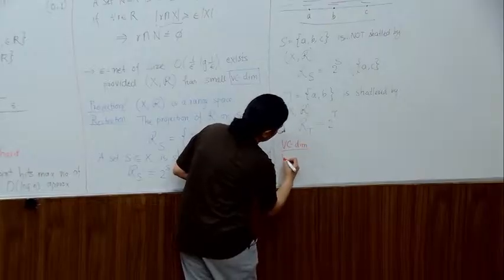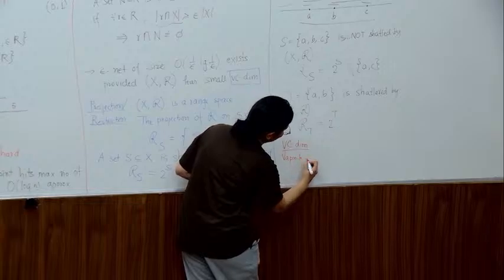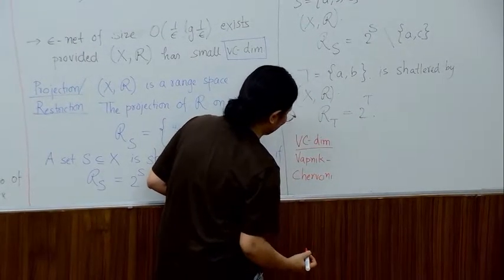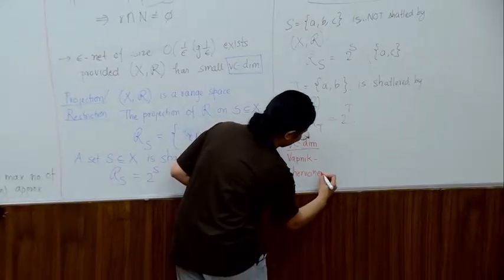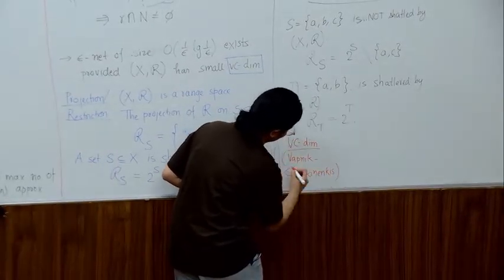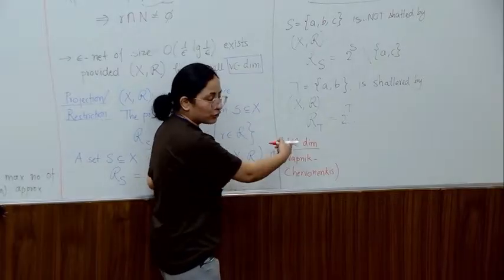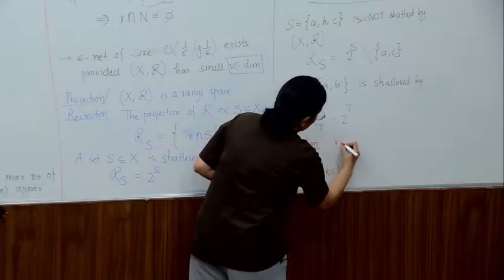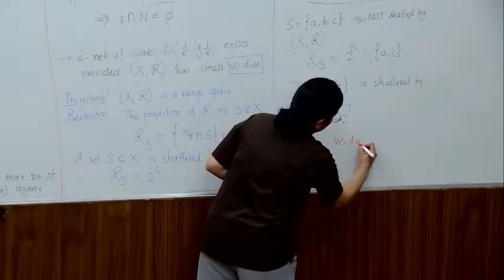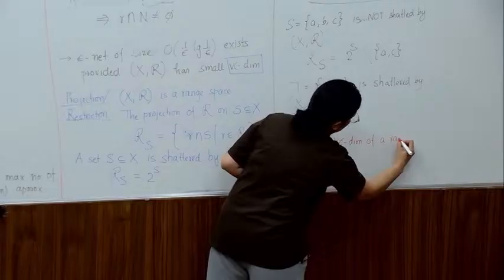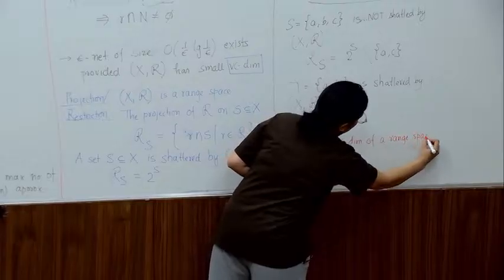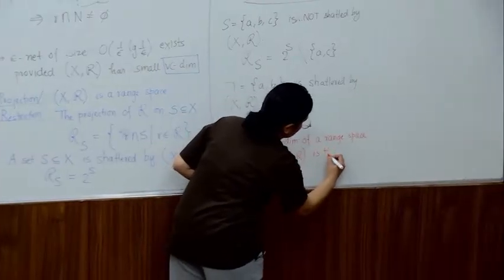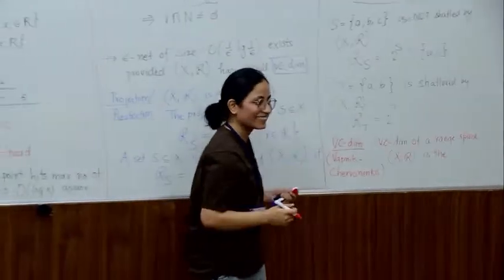VC stands for Vapnik and Chervonenkis. I don't know if I'm writing the spelling correctly. These people introduced this notion, and that's why the name VC. So the VC dimension of a range space.